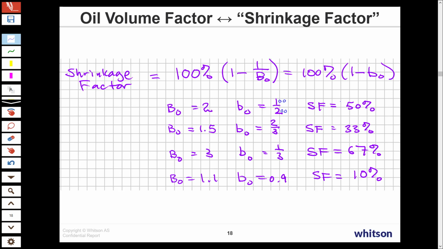You're going from 100 to 50 barrels. So the equation for the shrinkage factor is basically 100% times 1 minus the little BO. So you can see here for a 1.1 BO, you basically get a 10% shrinkage.